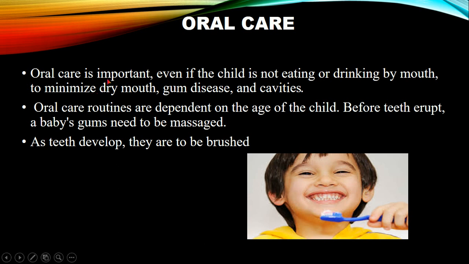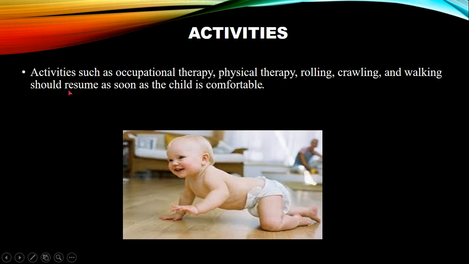So the oral hygiene has to be maintained by frequent mouth washes, and oral care will depend on the age of the child. If the child is too small, before the teeth erupt, a baby's gums need to be massaged. If the teeth are there, then they have to be brushed at frequent intervals. Activities such as occupational therapy, physical therapy, rolling, crawling, walking should resume as soon as the child is comfortable. Whatever age-related activity or different therapies there are, they have to be started as soon as the child is comfortable.